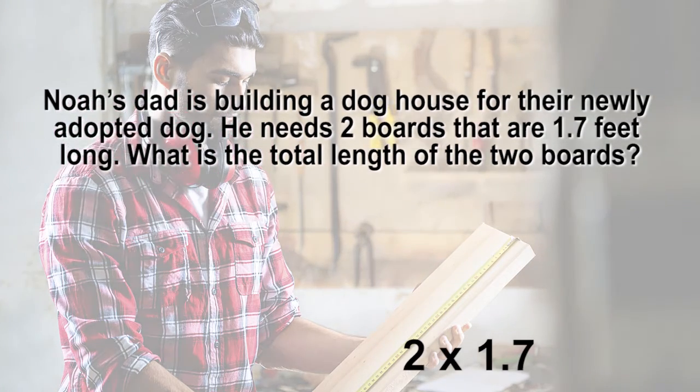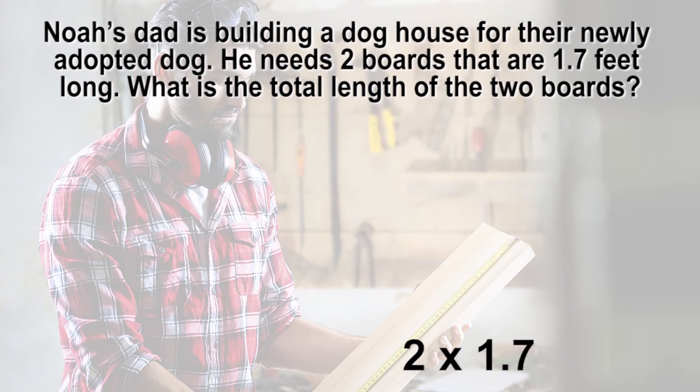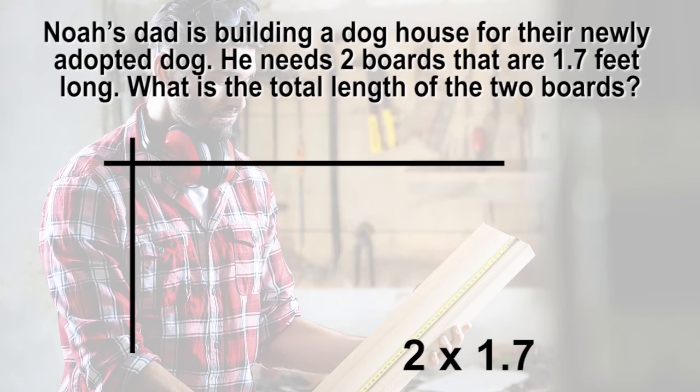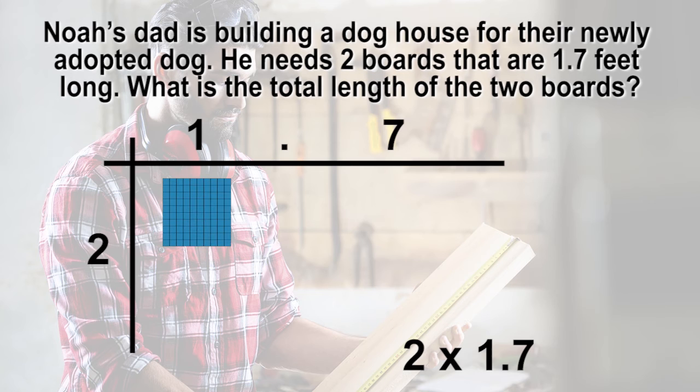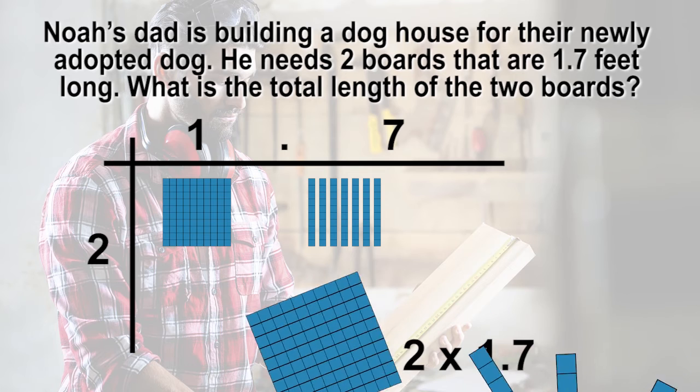The multiplication expression is 2 groups of 1 7/10. 2 is the number of groups and will be written along the side of the array mat. 1 7/10 is the number in each group and will be written along the top of the array mat. Leave room between the 1 whole and 7/10 to place the place value blocks. In the first row, place 1 whole or 1 flat along with the 7/10 or 7 rods. Now in the second row, place 1 flat and 7 rods.